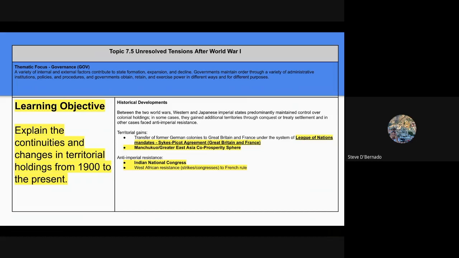Okay, we're also talking about forms of anti-imperial resistance, more specifically, the Indian National Congress against Great Britain and Great Britain's hold over India through imperialism, economic imperialism. We're also talking about the West African resistance and strikes and congresses to French rule. All right, let's get to it more specifically. Let's get to the activity.